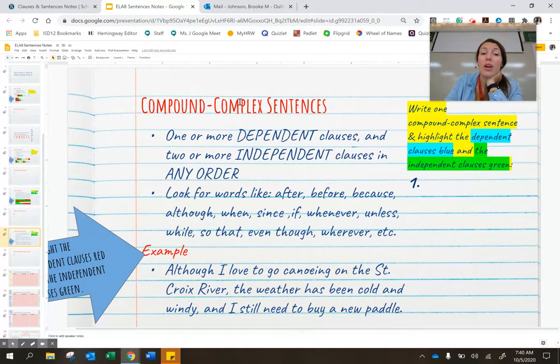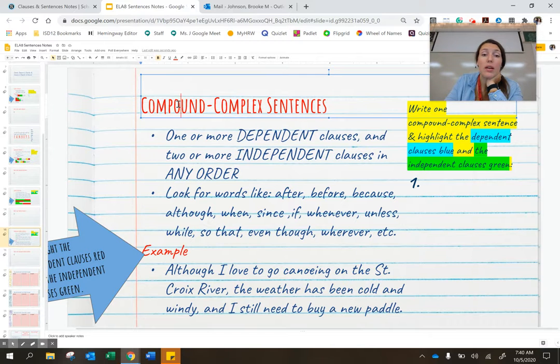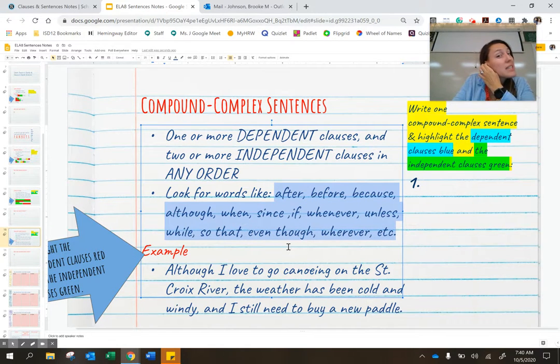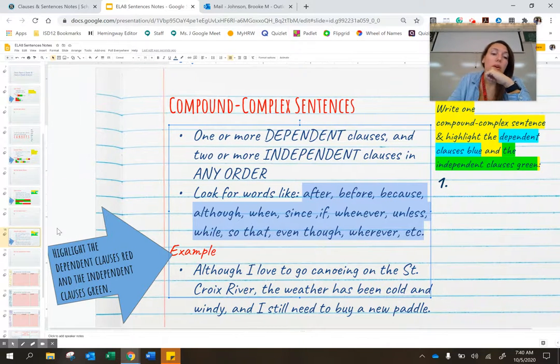So you're just looking for a combination of a compound and a complex sentence together. So it has 1 or more dependent clauses and 2 or more independent clauses in any order. So you're looking for words like after, before, because, although, same, all of these words just make dependent clauses. So the example, we're highlighting the dependent clause red and the independent clause green. So just like the other sentence or the other slide.